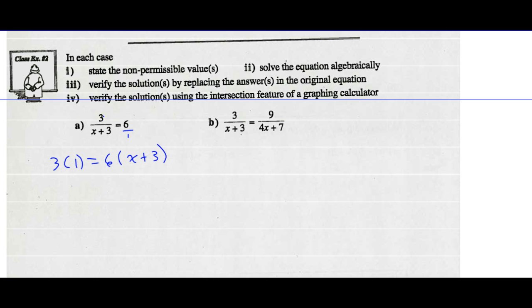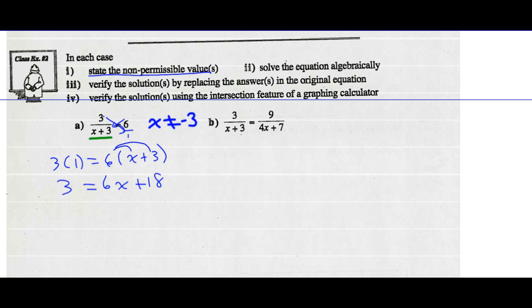However, the first step we were supposed to do was state non-permissible values. So let's go back up here. There's the only variable in my denominator, so x can't equal -3. All right. Now I go ahead and cross multiply. 3 times 1 equals 6 times x plus 3. 3 times 1 is 3. 6 times x plus 3 is 6x plus 18.